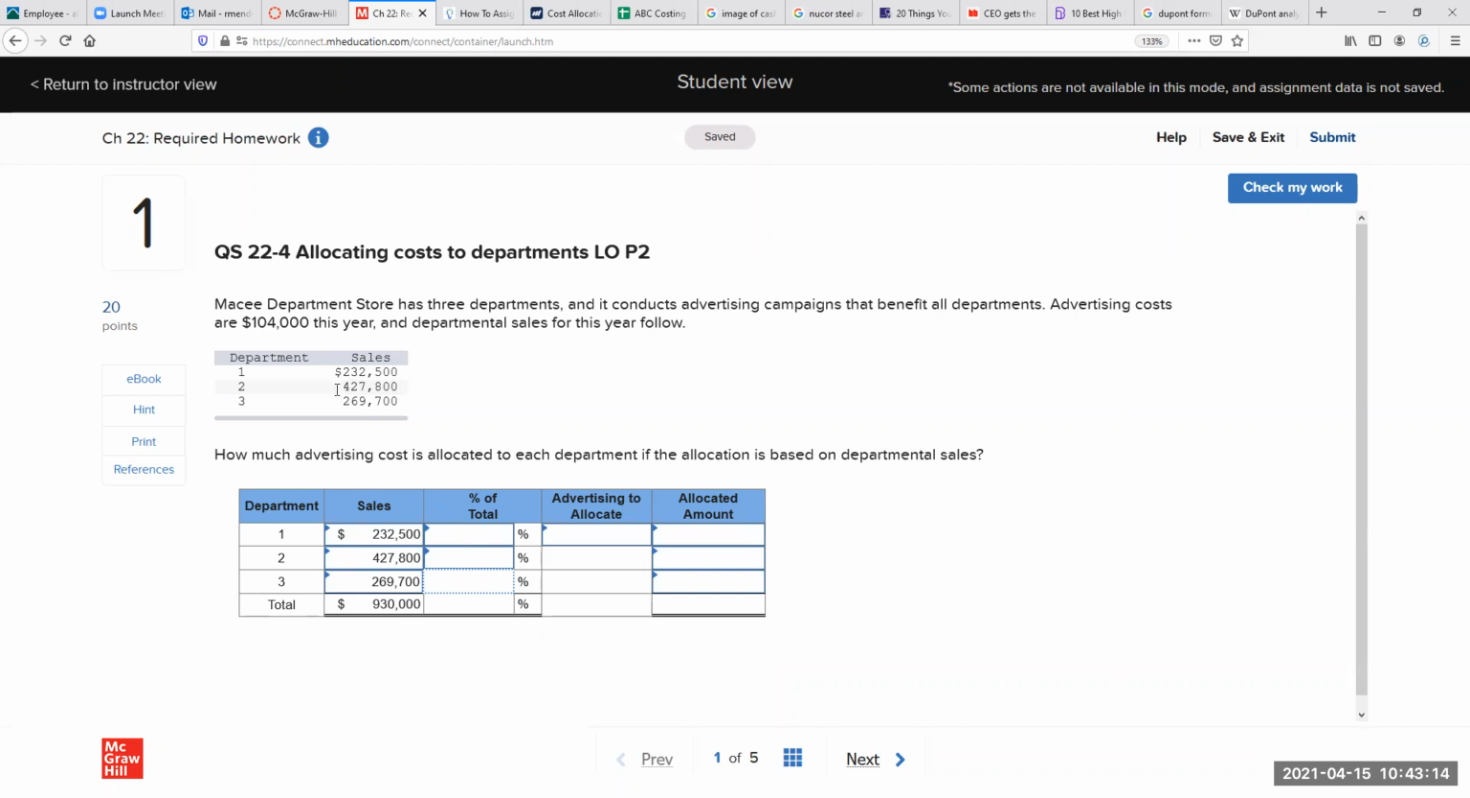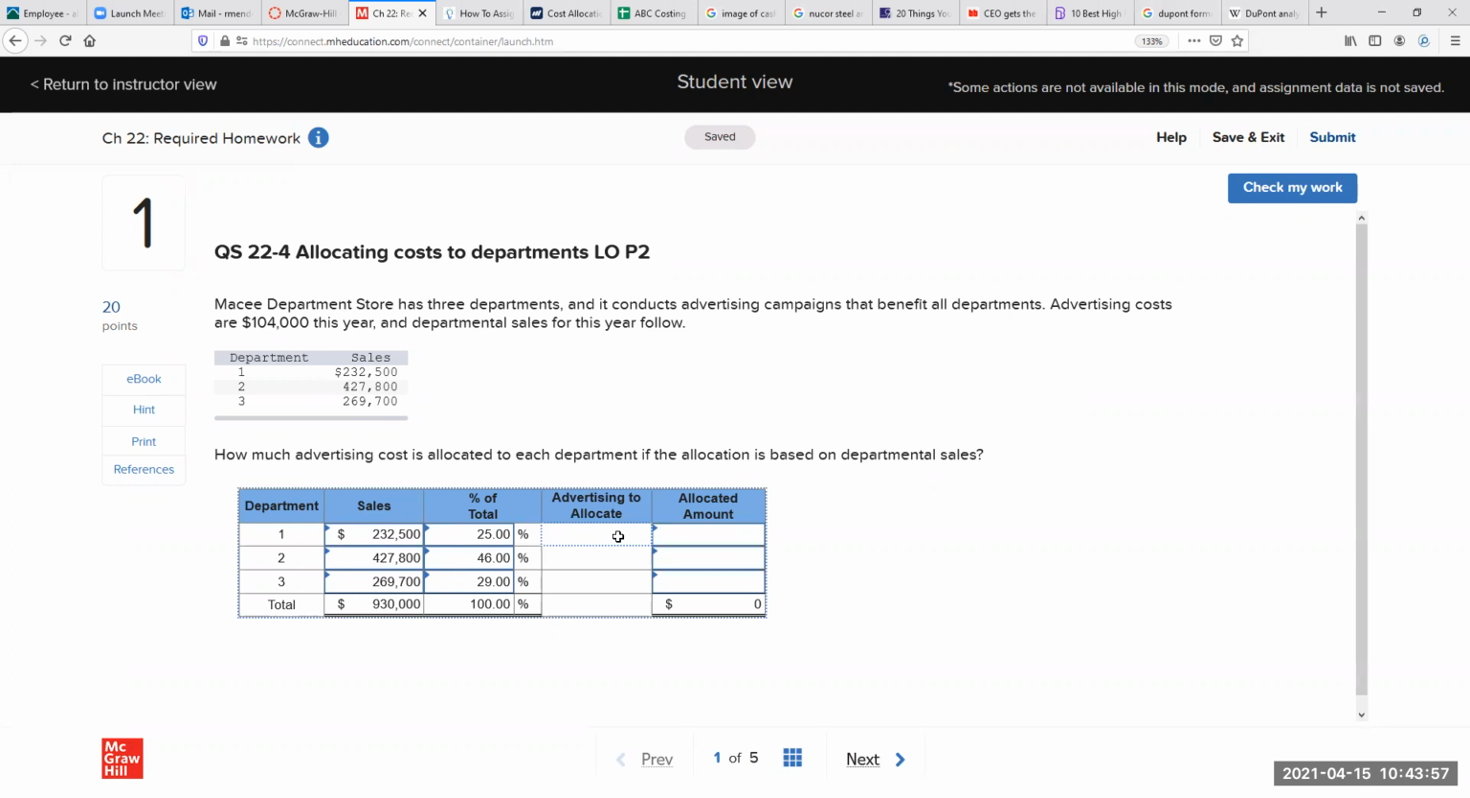So what percentage is this first department of your total sales? You're going to have to divide. That's 25%. And then what about the 427? That's 46%. And the last one has to be 29. Oops, sorry. Let me just check my math. 269,700 divided by the 930,000.